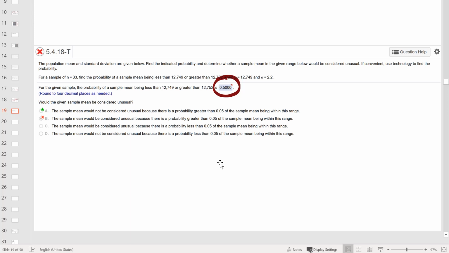Okay, and then the second part is this right here. Would the given sample mean be considered unusual? I was playing around with the questions here. So the sample mean would not be considered unusual, because the probability is greater than 0.05, and the sample mean is within the range. So you just look at this problem right here. Is it unusual? No, it's pretty good, because it at least has some kind of percentage in there, and the percentage is bigger than 0.05. That's all. Okay, so that is it for chapter 5.